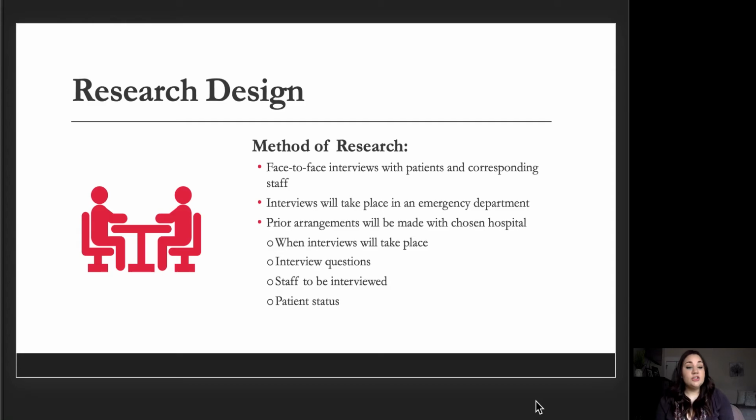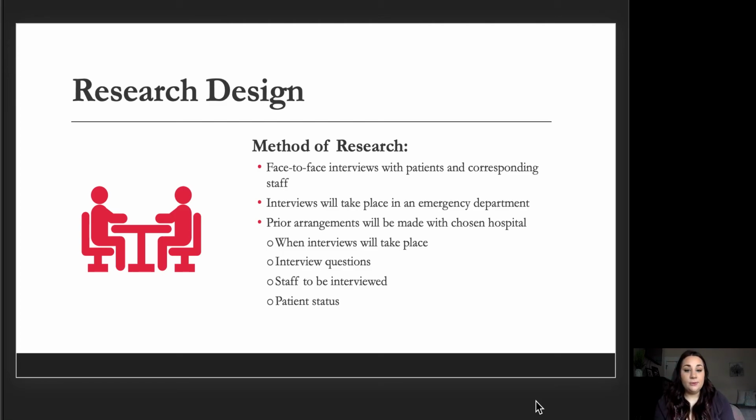The interview questions will also be approved by the hospital to ensure patient and staff confidentiality and to make sure that the questions are up to the hospital's standards. And we will need to make arrangements with the staff to be interviewed, to ensure that the staff is okay with being interviewed, because if a staff member's patient is being interviewed, that staff member will also be interviewed.